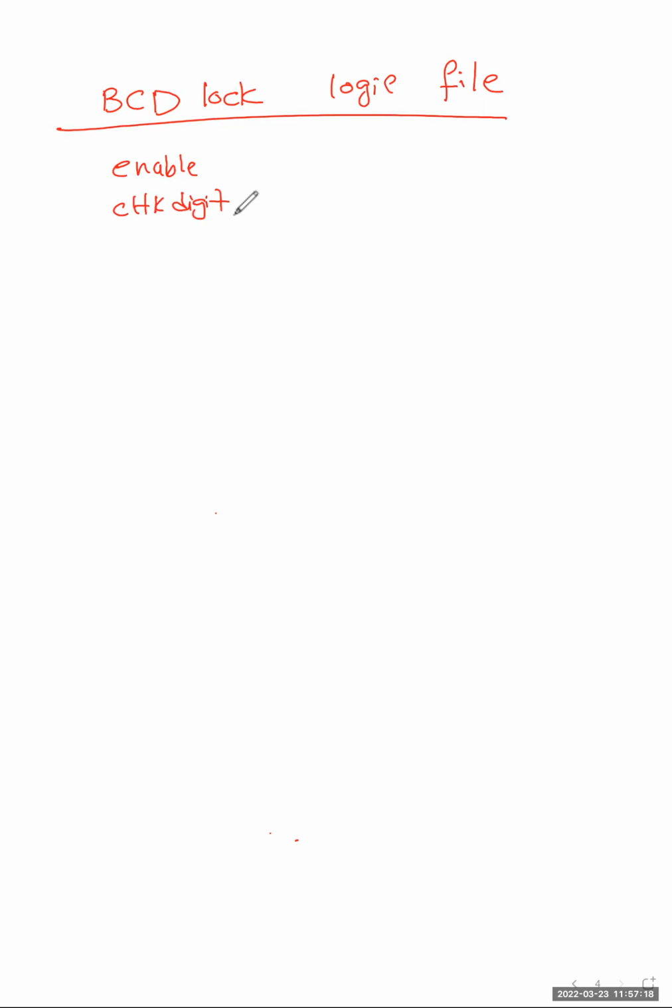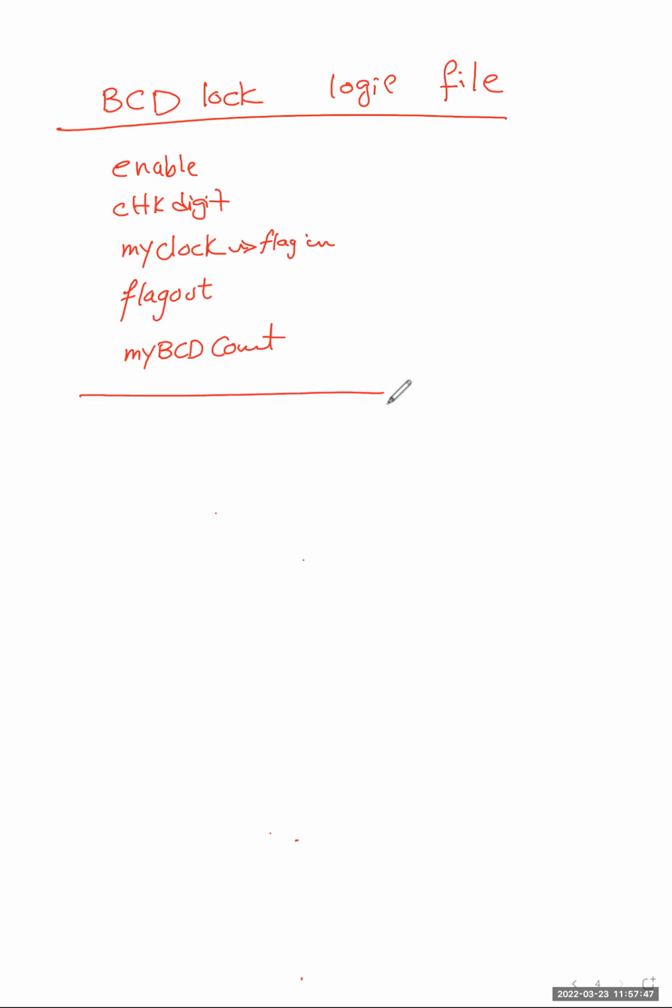So for the BCD lock logic file, you're going to have as inputs your enable and the check digit. You're going to have your clock, if you want to call it like that, and you're going to have a flag out. My clock is always the flag in that's coming from your previous state, and then the flag out, and then my BCD count, or whatever you want to call it. So these are the major inputs. Of course, in your architecture, there are going to be some signals that you need to declare and so on.